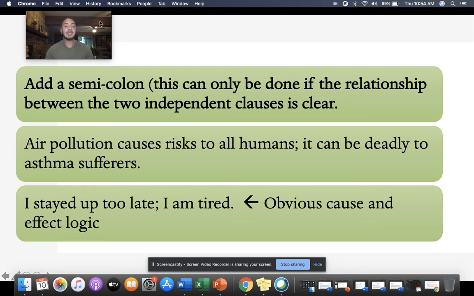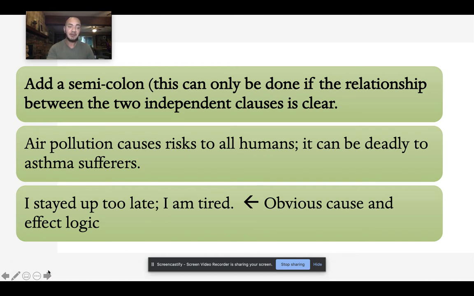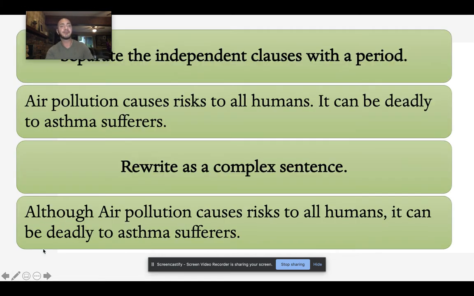I stayed up too late; I'm tired, right? We see the cause and effect logic there. So you can combine those two sentences with just a semicolon. You can think of a semicolon as being like a junior period. It's almost as strong as a period, but not quite, and it can join two simple sentences together in some situations. Let's move on and look at a few more.